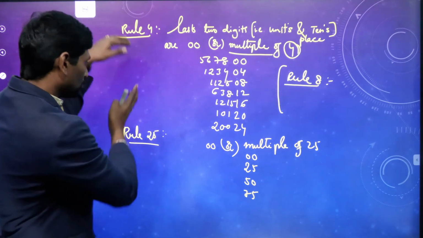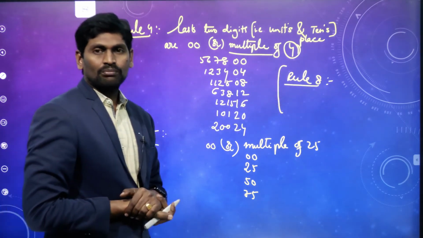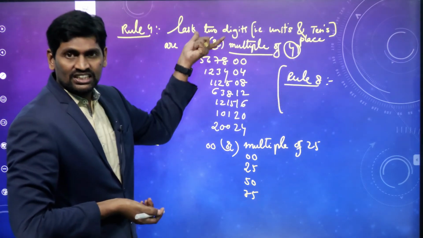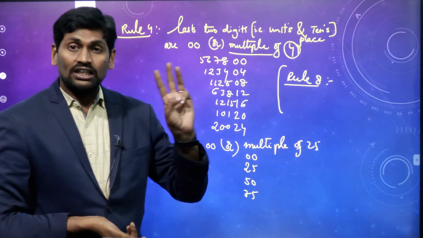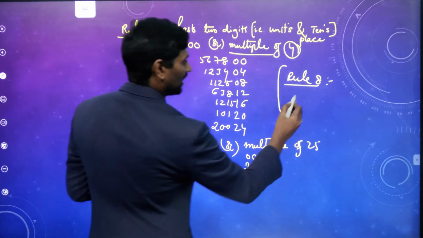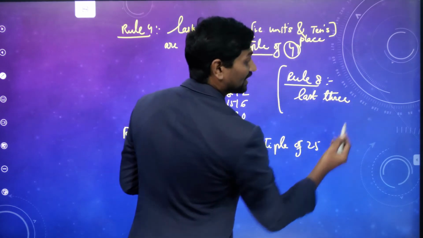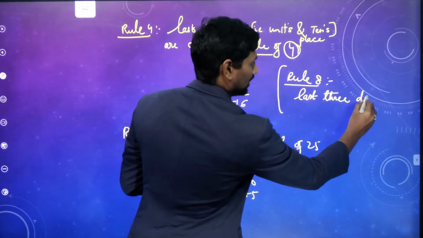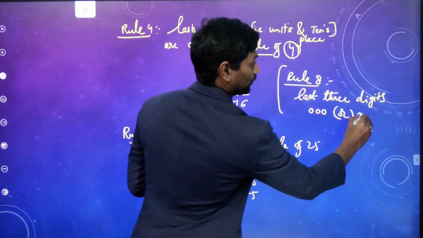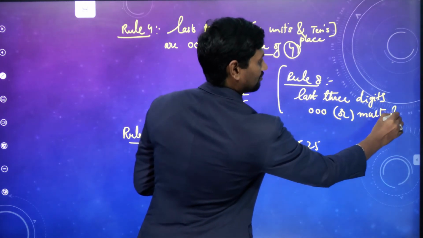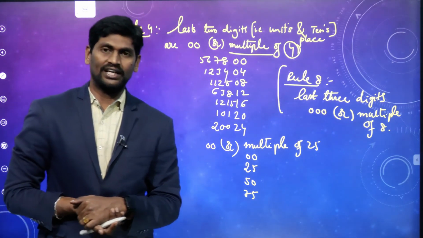Now last but not least, rule 8. Why am I discussing rule 4 and rule 25 together instead of 8 in between? Because we check these two for the last 2 digits only, but for rule 8 we have to check the last 3 digits. That means ones place, tens place and hundreds place also. If the last 3 digits are zeros or a multiple of 8, very good children, then the entire number will be divisible by 8.